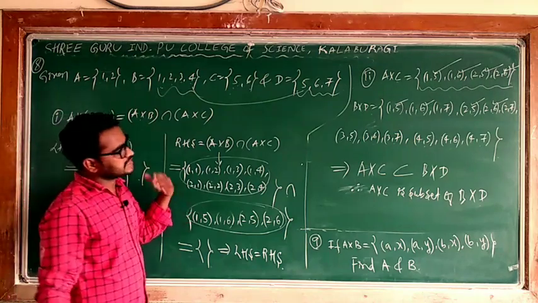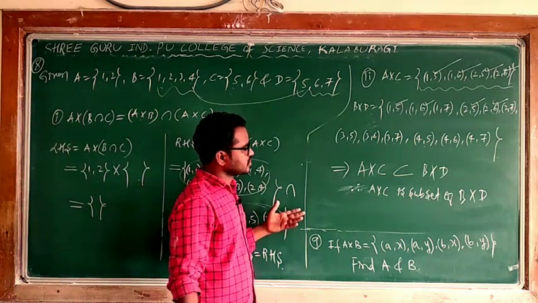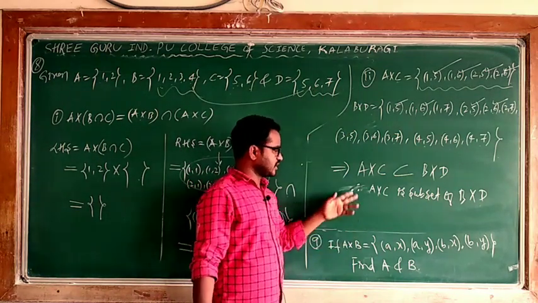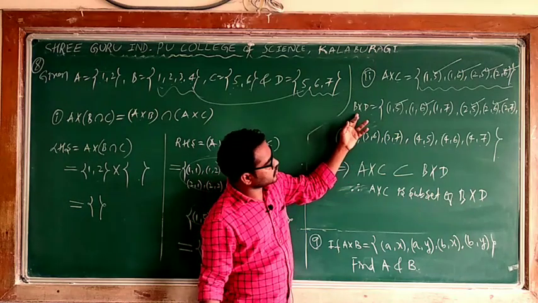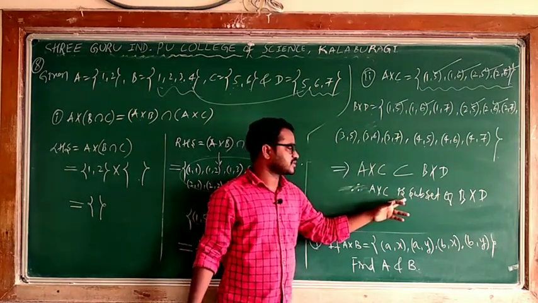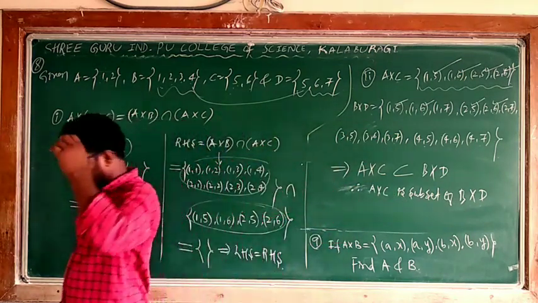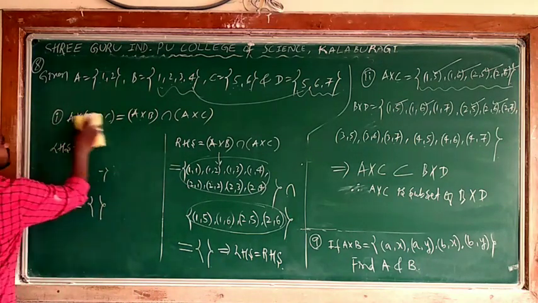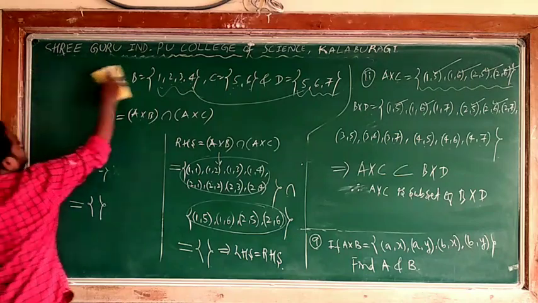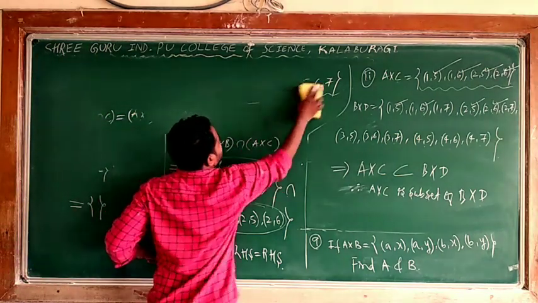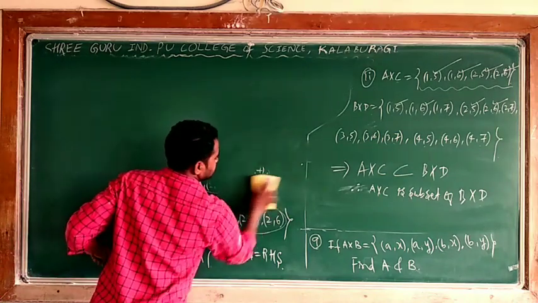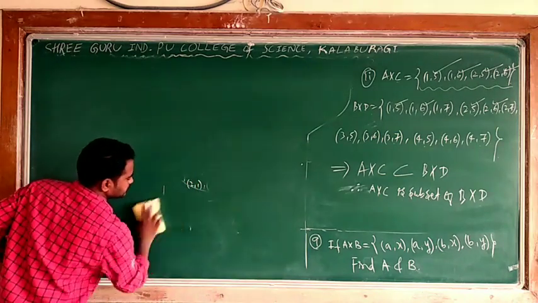Then he is asking, is A cross C a subset of B cross D? So forming that, you will get every element of A cross C in A cross B cross D. So definitely A cross C is a subset of B cross D. So copy that. Now this is complete, 8th one. The 9th one is very simple. He is asking a very simple question. What is he asking?